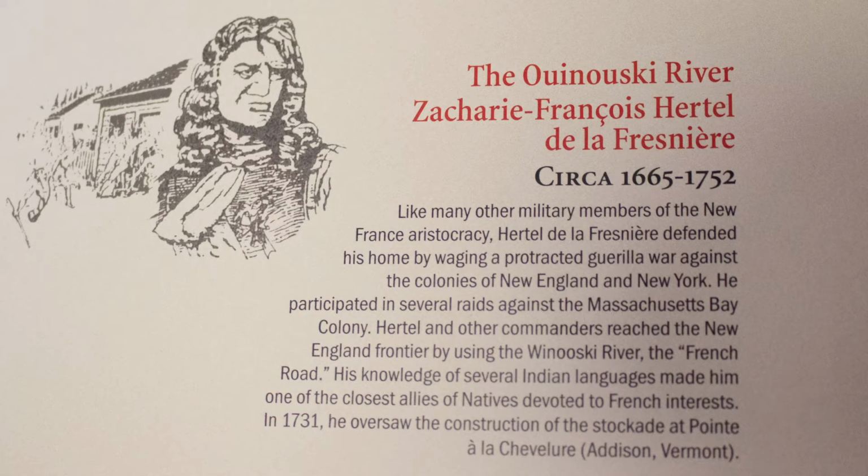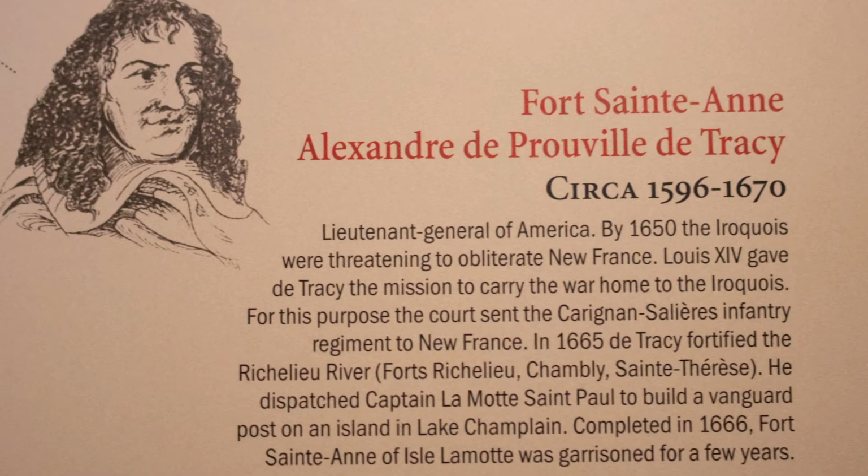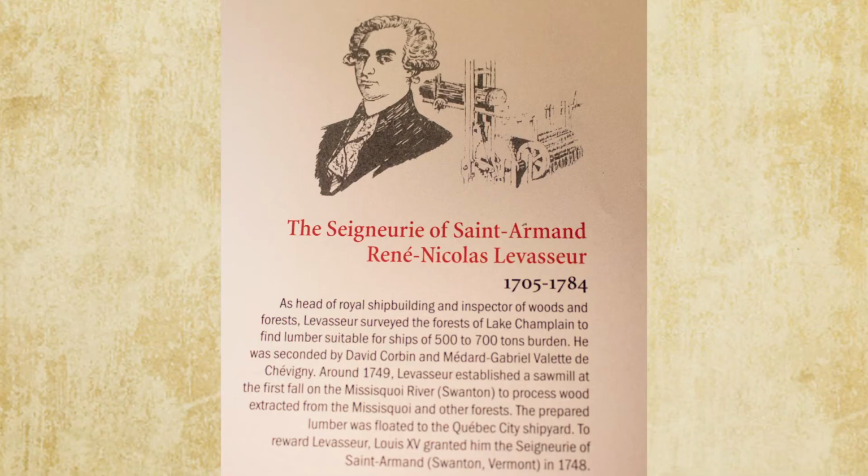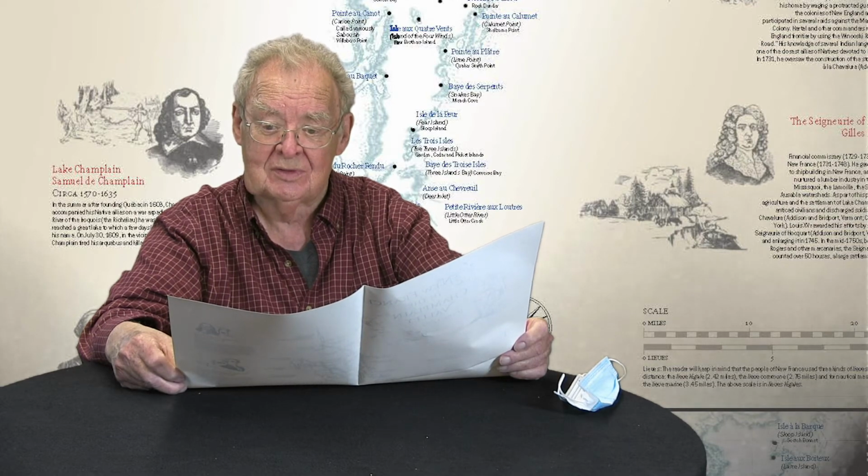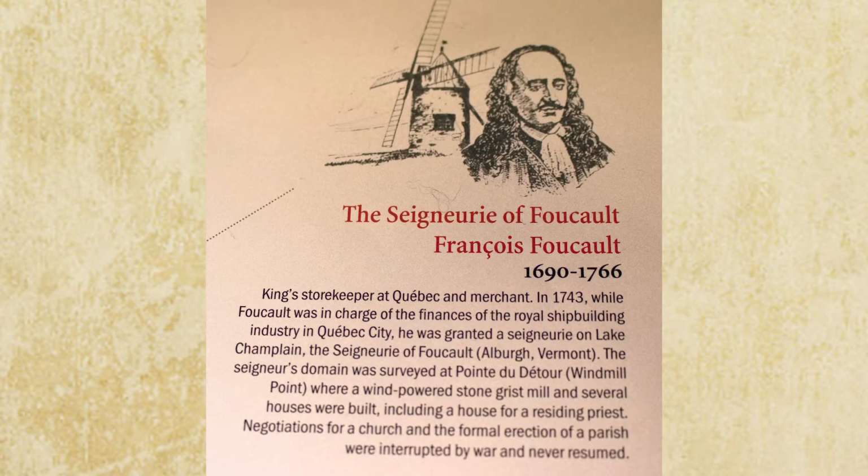The image of Zachary François Hertel de la Frenière is a made-up portrait. The portrait of Alexandre de Prouville de Tracy is an authentic rendering of what he looked like, which is not the case for René Nicolas Levasseur. It's entirely the product of an artist's mind. And the same thing is true for François Foucault, the king's storekeeper in Quebec City. We have no idea what he looked like.